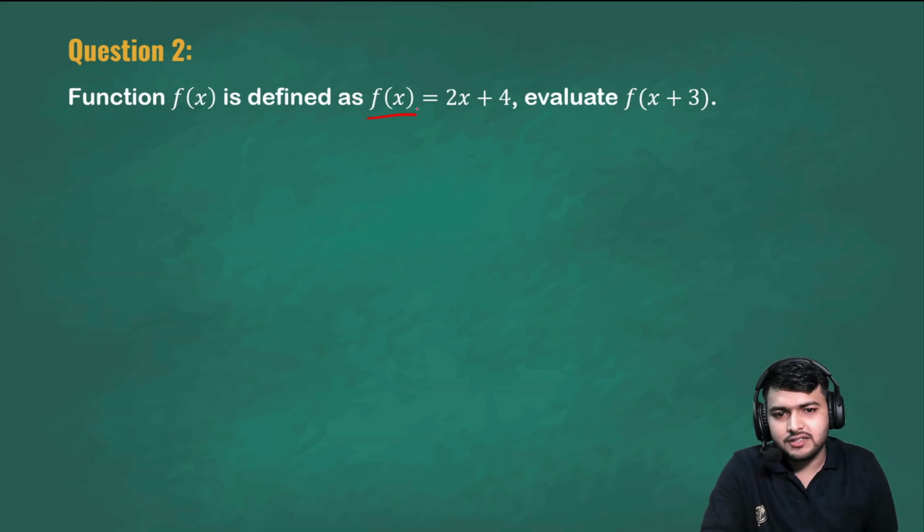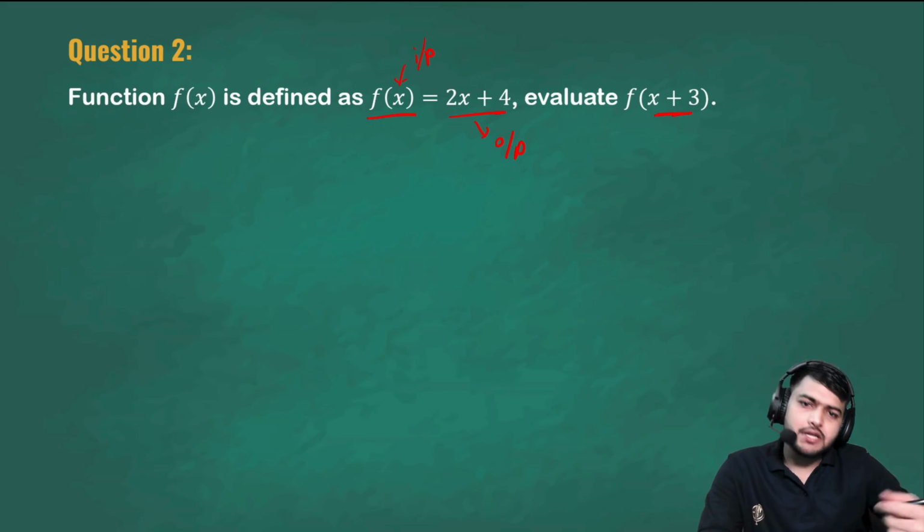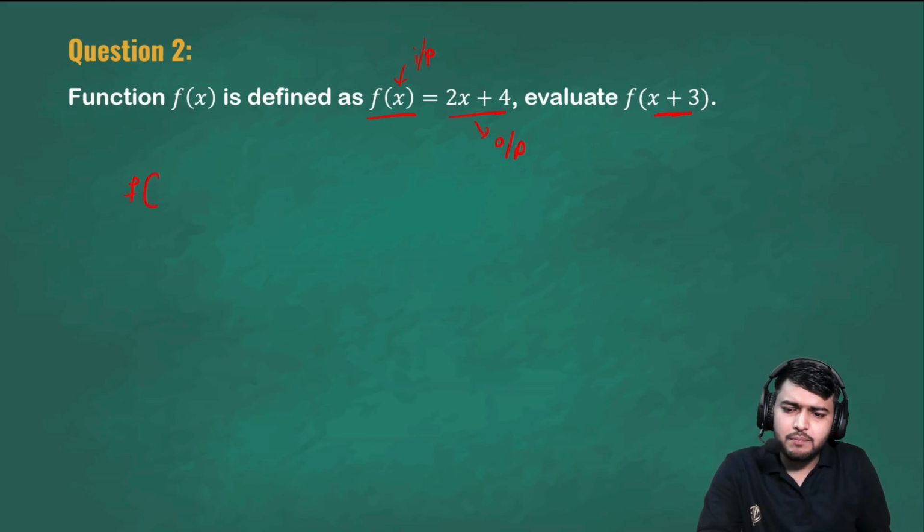f(x) is a function which takes x as the input and gives out this as the output. Here the input is x plus 3. So we simply have to replace x with x plus 3. So in the output as well, we have to replace x with x plus 3. That's all we have to do. (x plus 3) plus 4. This will give us 2x plus 6 plus 4, or you get 2x plus 10 as the answer.